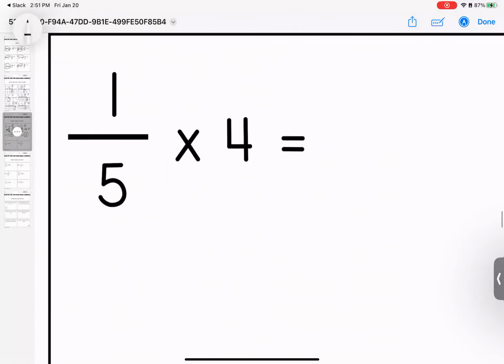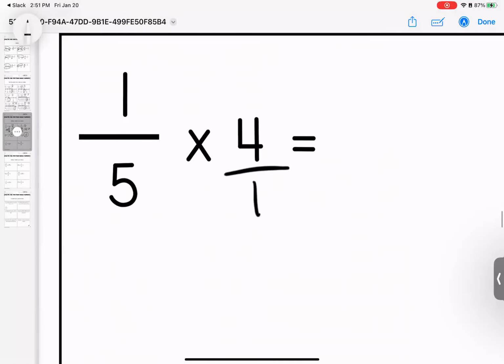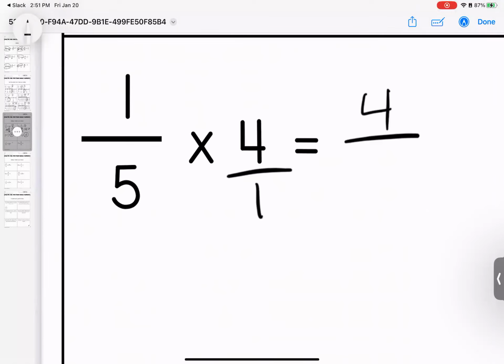2 more on this page. No denominator, give it 1. 1 times 4 is 4.